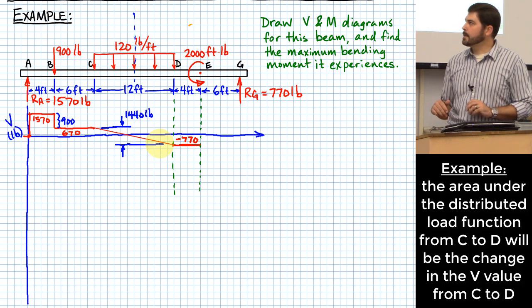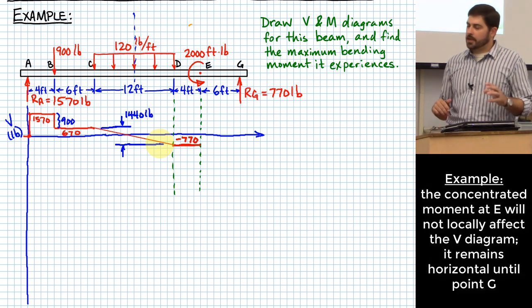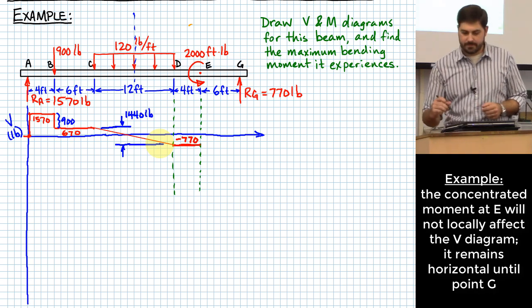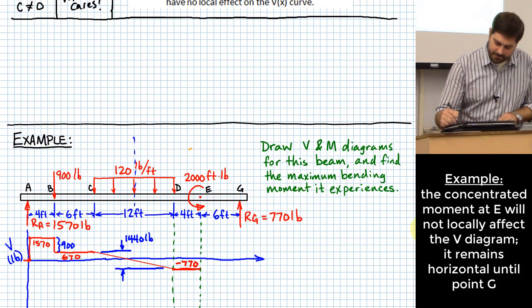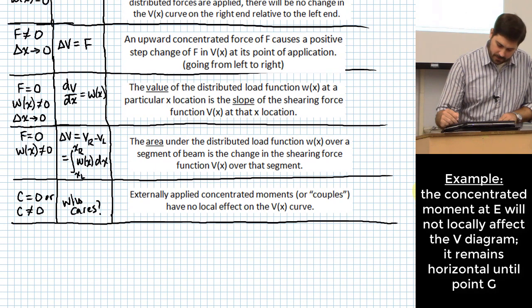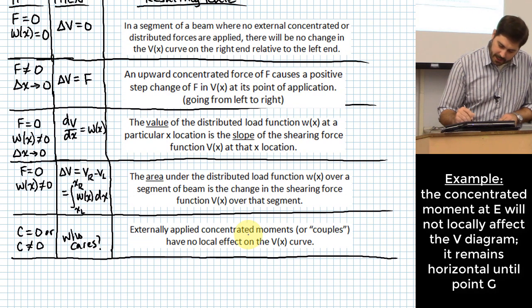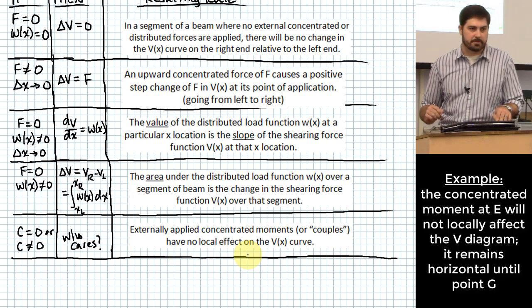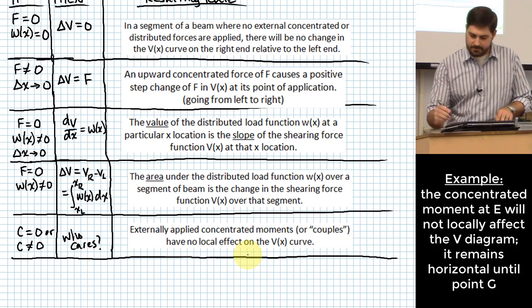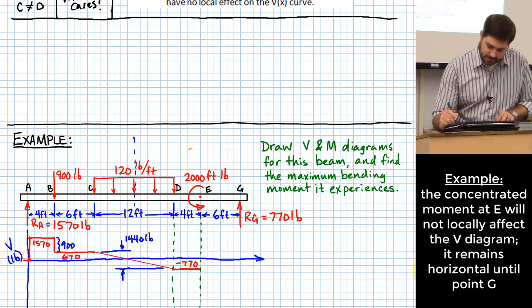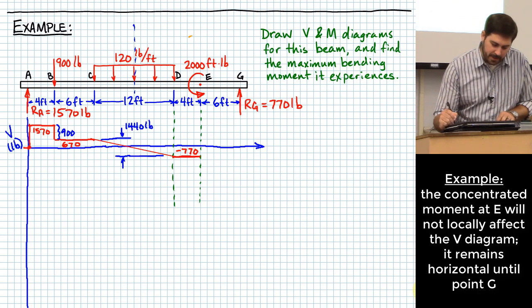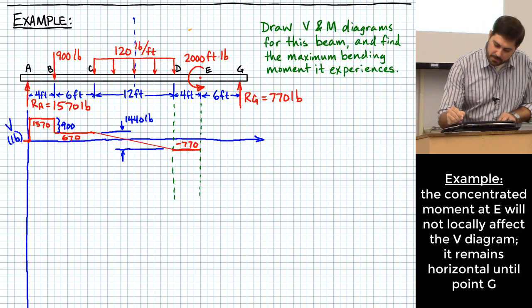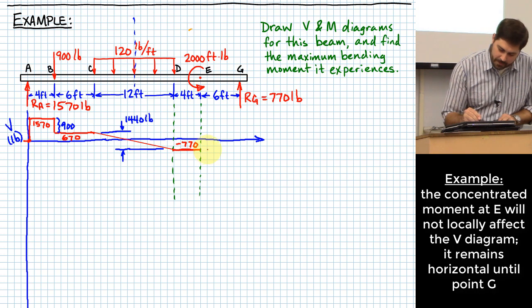Okay. So now we get up to that concentrated moment. Does it have any effect? All right. Go up to our rules. Externally applied concentrated moments or couples have no local effect on the V of x curve. So we just burn right through that place where we otherwise would have maybe been confused and thought there should have been some sort of a change. We understand that there will not be.